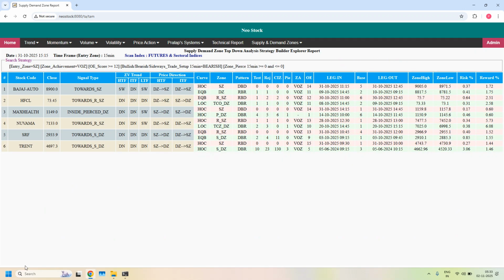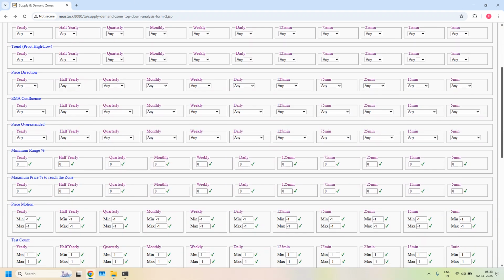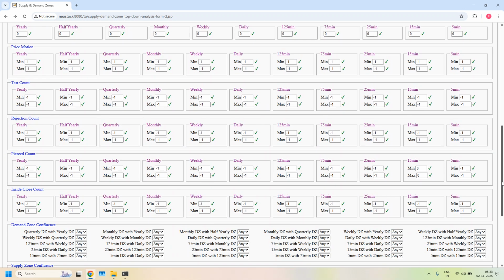Let's filter. We got 6 stocks supporting bearish trade setup for daily income trade, and the entry time frame zones are 15 minute supply zones. Total we got 6 stocks. Out of these 6 stocks, let us identify high probability trade setups, 15 minute supply zones. So the 2 strategies that you learned in lesson 27 we will apply. First strategy, LTF and ITF supply zone confluence, and then ITF EMA confluence.